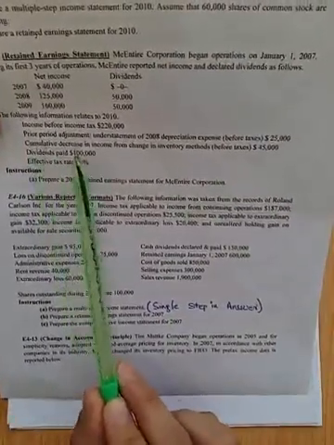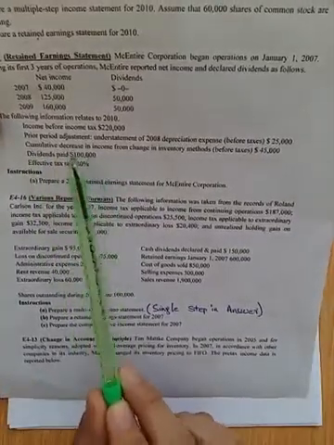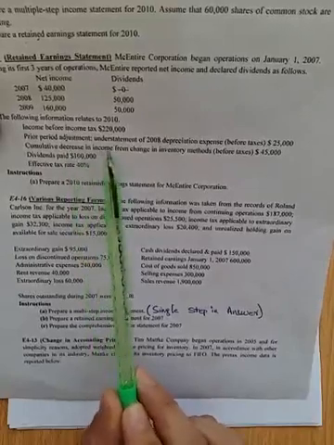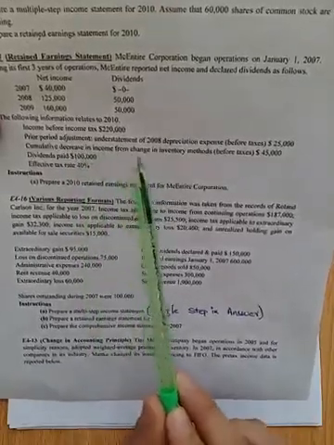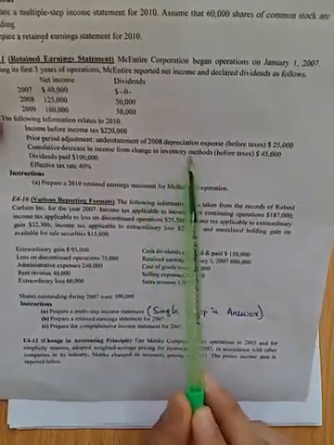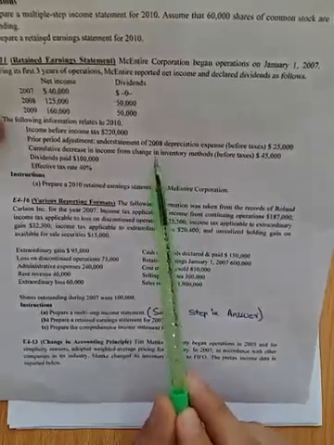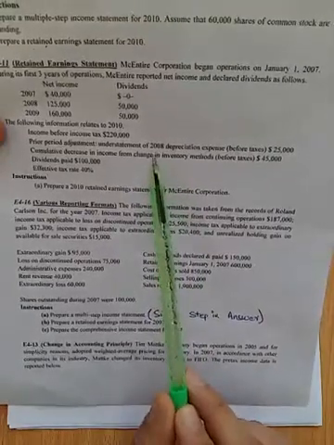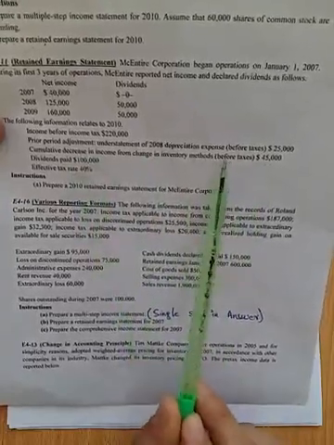Then cumulative decrease in income. Cumulative means combined decrease in the income. Decrease means minus, because a decrease in income is a minus phenomenon, from change in inventory method. Change in inventory method means change in accounting principle, accounting method. So that's another irregular item. And again $45,000 is the total decrease, and that's before tax.